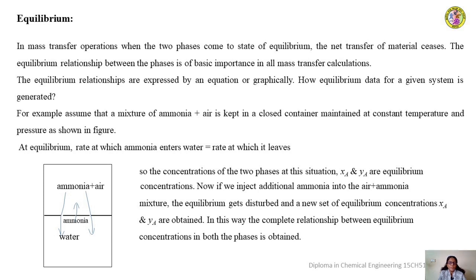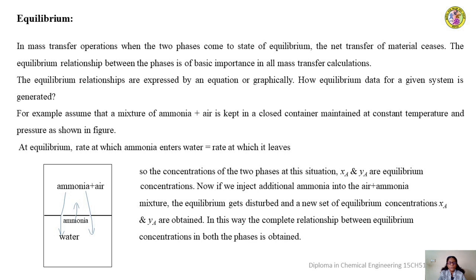So that is the final concentration in both the phases under the given conditions. The concentrations in the two phases at equilibrium are called equilibrium concentrations. This equilibrium relationship is of basic importance in all mass transfer operations, using which we have to perform the calculations that are required to carry out the particular mass transfer operation.